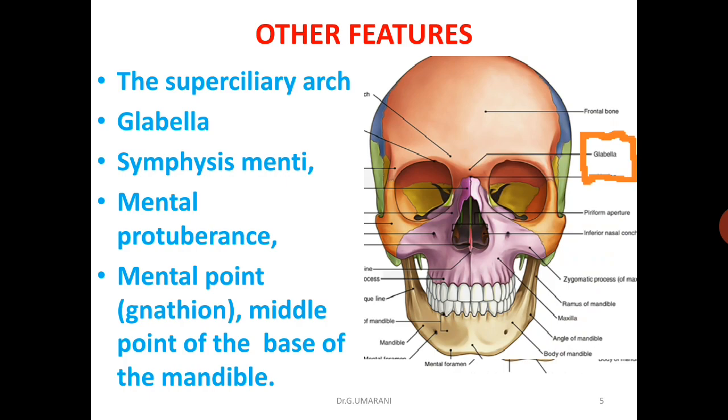Next is the symphysis menti. The arrow is showing the glabella. The symphysis menti can be seen in the center of the mandible, the lower jaw. The mental protuberance is the elevation present at the lower border, or base, of the mandible. The middle point of this mental protuberance is known as the mental point, or gnathion. It is the middle point at the base of the mandible.